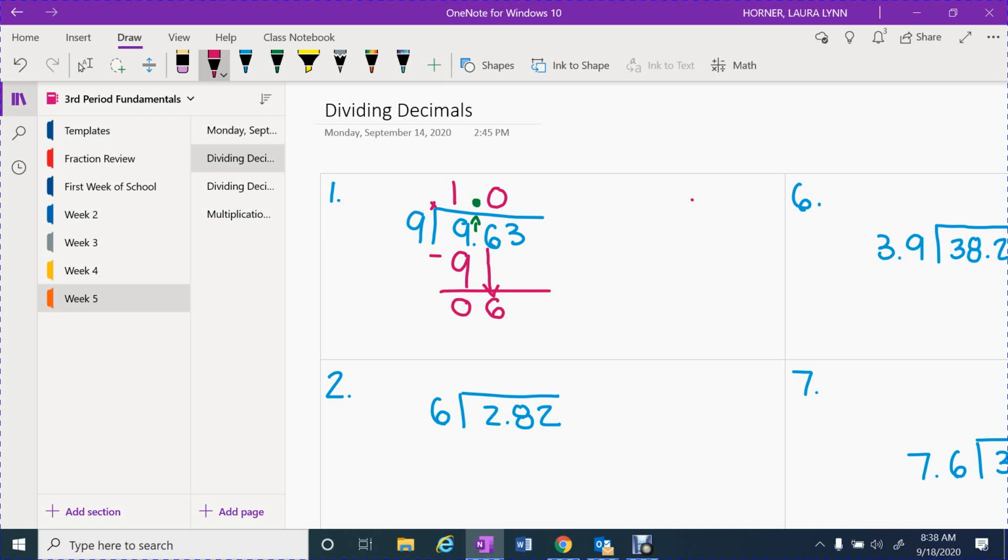0 times 9. Any number times 0 is always 0. So 0 times 9, 0. And I'm still subtracting. So now I have a 6. Bring down my last number of 3. So now I'm going to figure out how many 9s fit into the number 63.